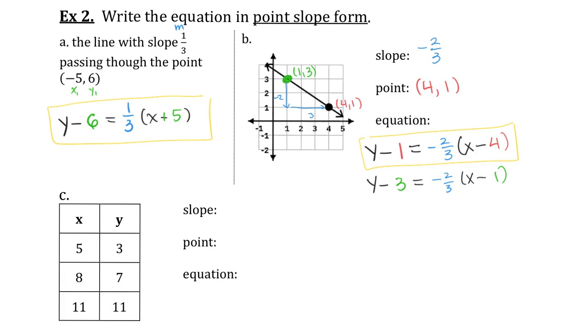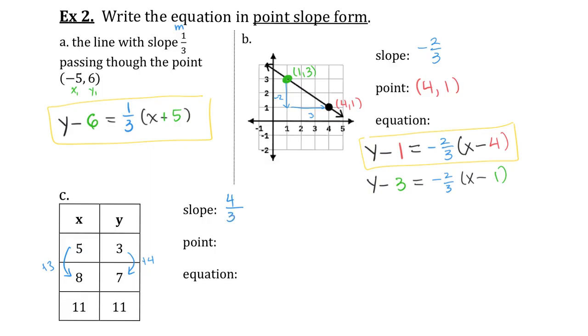Okay, let's do one from the table. I need the slope and a point. Let's do slope first. Does one look easier than the other? Yeah, so 3 to 7, I'm going up 4. 5 to 8, I'm going up 3. So my slope is 4/3.